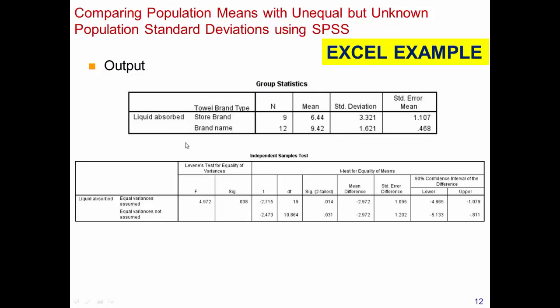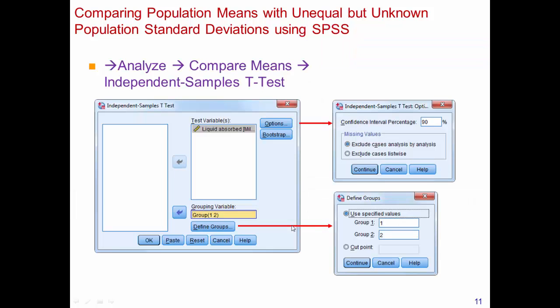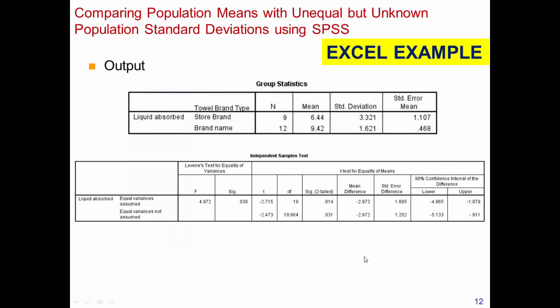Now the first table, these are the two tables that you get as the output for the independent samples t-test in SPSS. If you do a bootstrap, which we chose not to, there was no bootstrap option that we selected, you'd get a third table if you did bootstrapping. But let's go through the different output that we have here.